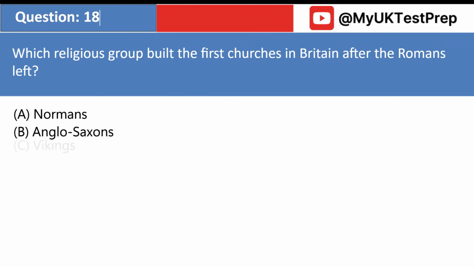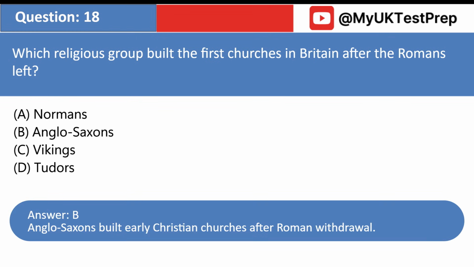Which religious group built the first churches in Britain after the Romans left? A. Normans. B. Anglo-Saxons. C. Vikings. D. Tudors. Answer: B. Anglo-Saxons built early Christian churches after Roman withdrawal.